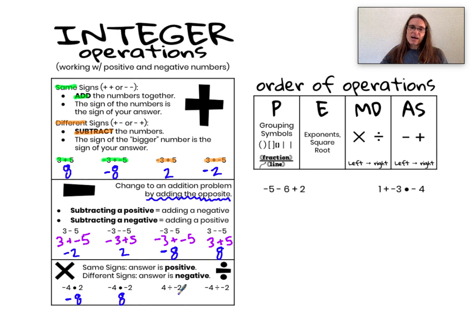Division, same thing. We divide like we would if these were just regular whole numbers. 4 divided by 2 is 2. And then since my original integers have different signs, one positive and one negative, my final answer is -2.